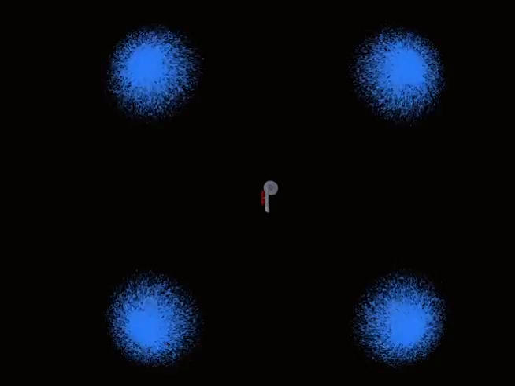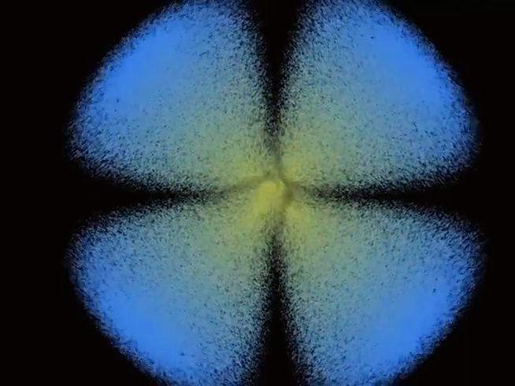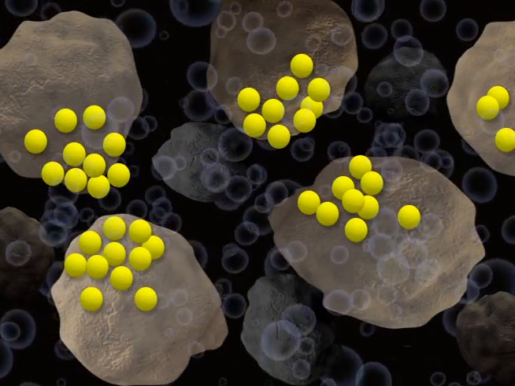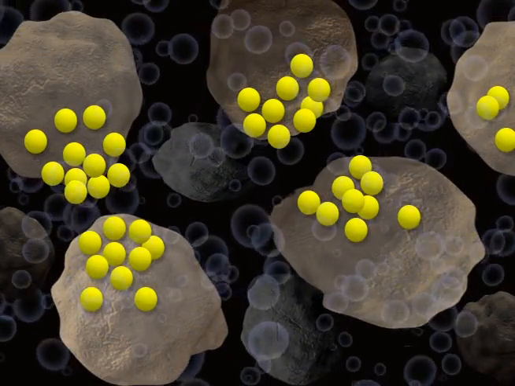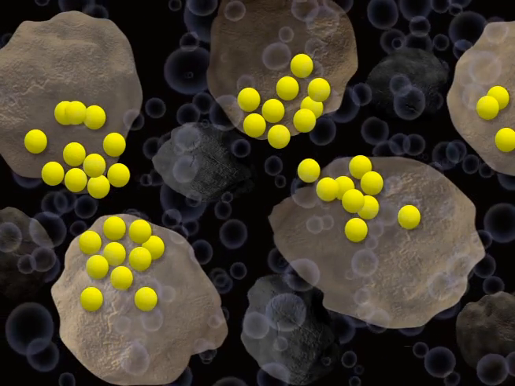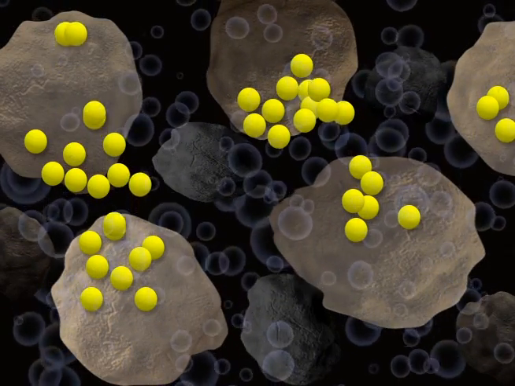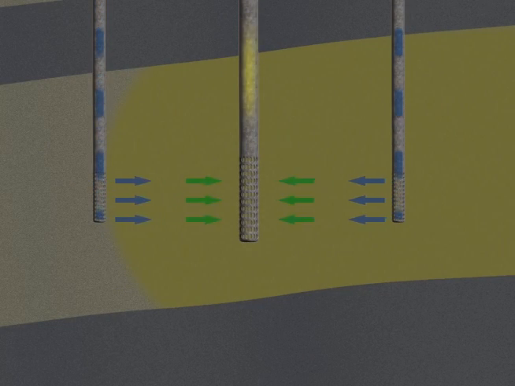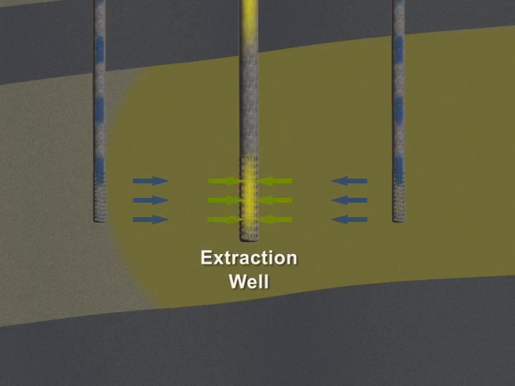As lixiviant moves through the production zone, the area contacted by the lixiviant increases. Over time, most of the area within the well pattern comes into contact with the lixiviant. The lixiviant chemically reacts with the rock, oxidizing, then mobilizing the uranium. The uranium-laden leach solution is captured by the production well and pumped to the surface and conveyed via pipelines to an extraction facility where the uranium is recovered.